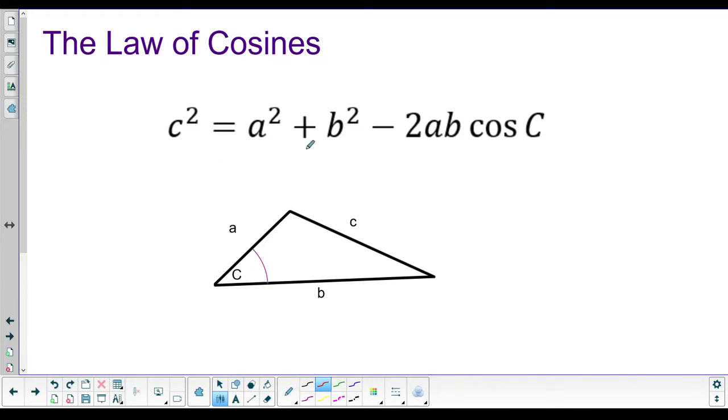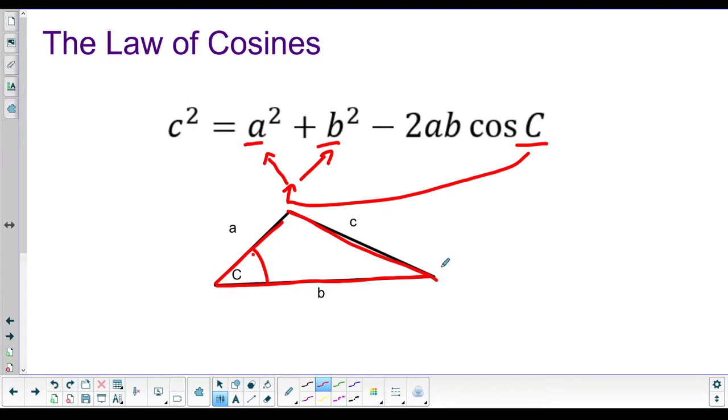So let's investigate this. A is this side length. B is this side length. Angle C is the angle made by these two sides. So what the law of cosines does is it says that if I know two sides and the angle in between them, I can use the law of cosines to get the missing side.